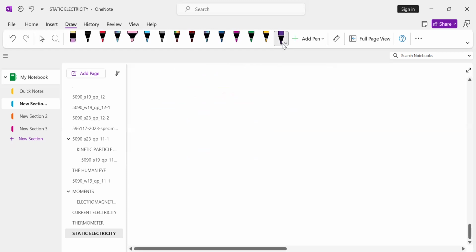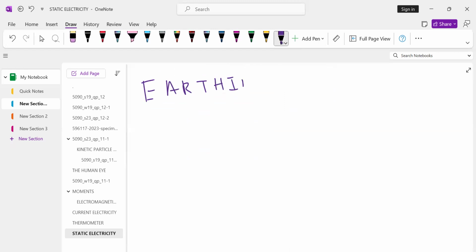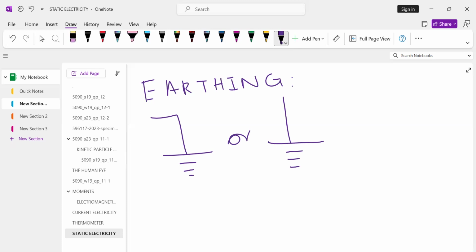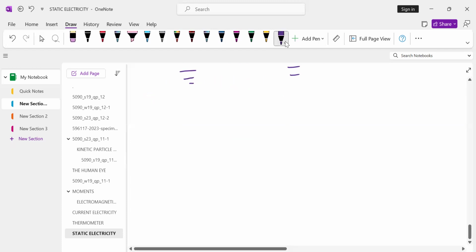Then you should know what earthing or discharging is. It is the removal of the charge. Earthing. Firstly, you should know the sign, or the symbol, of the earthing. So this is the symbol of earthing, or this one. Both are the same. You can remember any one of them. It is the removal of charge.